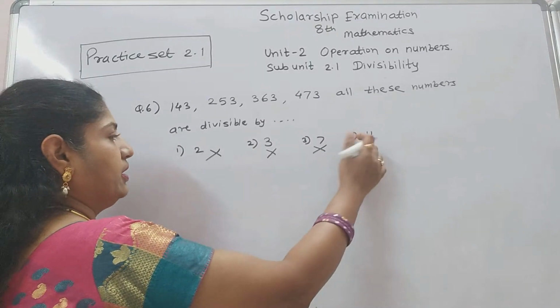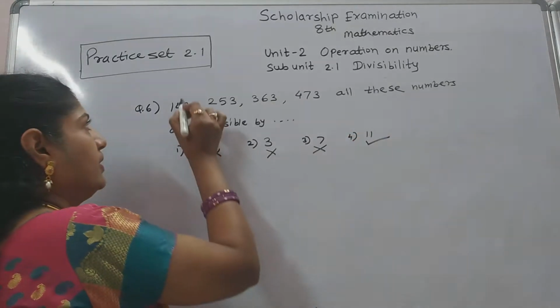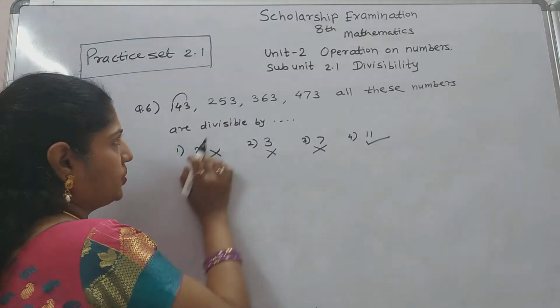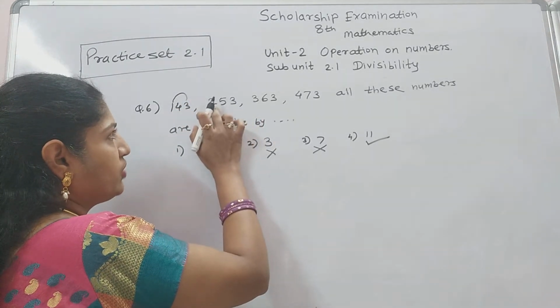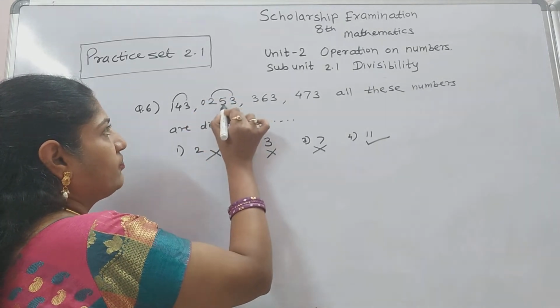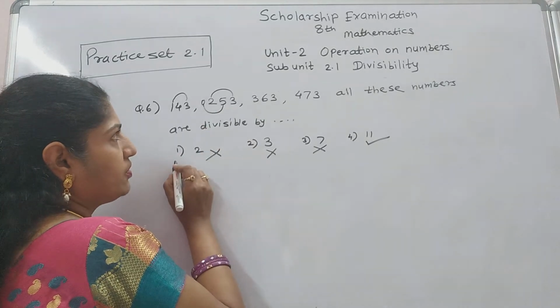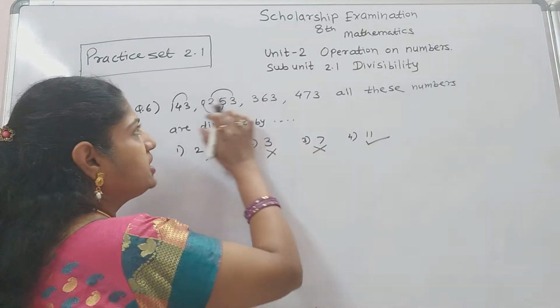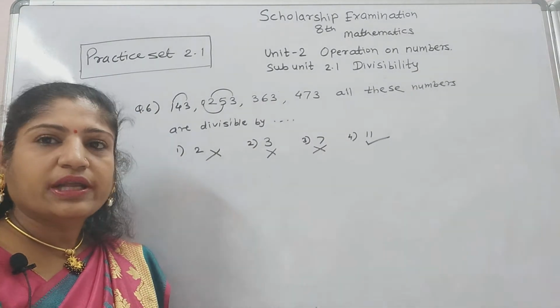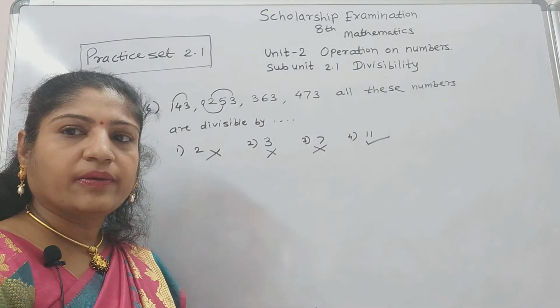Now is it divisible by 11? Alternate numbers: 3 plus 1, 4. 4 minus 4, 0. 3 plus 2, 5. 5, take a 0. 2 plus 3, 5. 5 plus 0, 5. So these 4 numbers are divisible by 11. Use the test for divisibility by 11.